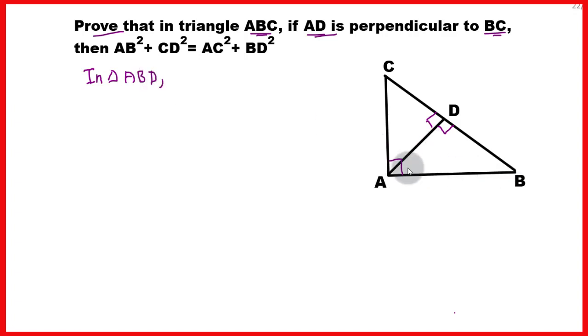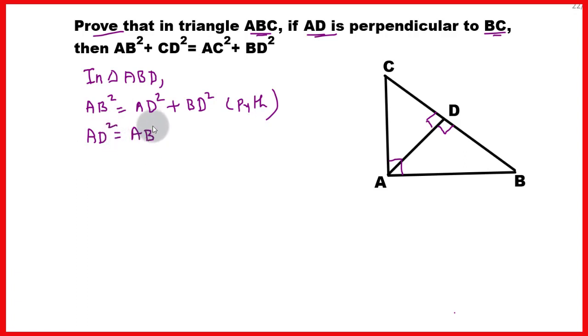here AB is a hypotenuse, so square of the hypotenuse, that is AB square, is equal to AD square plus BD square. This is by Pythagoras theorem. Now here take BD square to other side, and so you will get AD square is equal to AB square minus BD square. Let this be number 1.